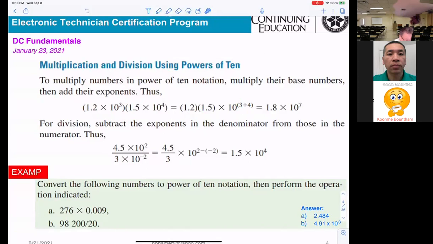Okay, and if you want to divide, then you subtract the exponent in the denominator from that in the numerator. Okay, if you divide 4.5 times 10 to the power of 2 by 3 times 10 to the power of minus 2, what can you do? Divide 4.5 by 3. Okay, and the powers here will be subtracted. So now 4.5 divided by 3, you get 1.5. And the power, you get 10 to the power of 2 minus minus 2, so you get 10 to the power of 4. Okay, so any questions up to this point?